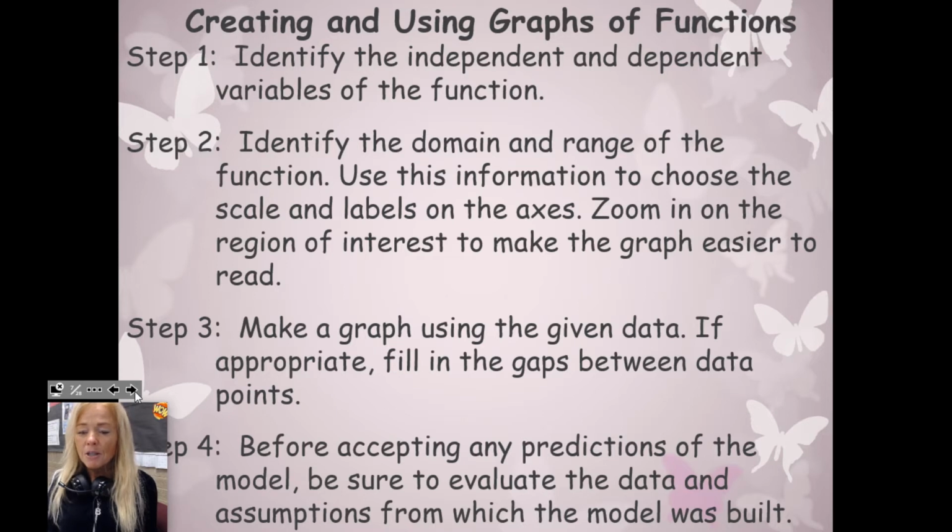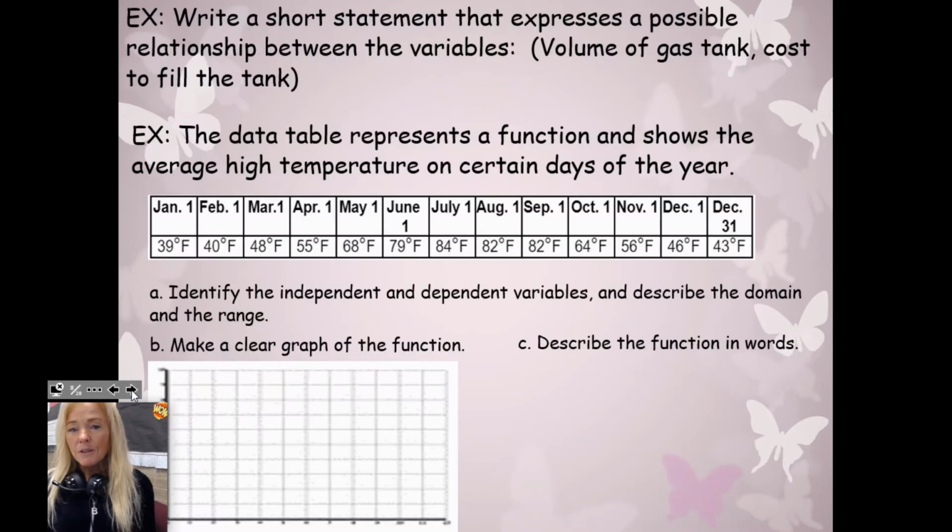Before accepting any predictions of the model, for the last step, you need to be sure to evaluate the data and assumptions from which the model was built. Sometimes you have functions that only work for a certain amount of time. They don't work for anything beyond a set value. So your domains and ranges are very important. You have to set those, and then those are specific to the equations or to the graph and to the model, and we can't assume anything beyond what we're actually given.